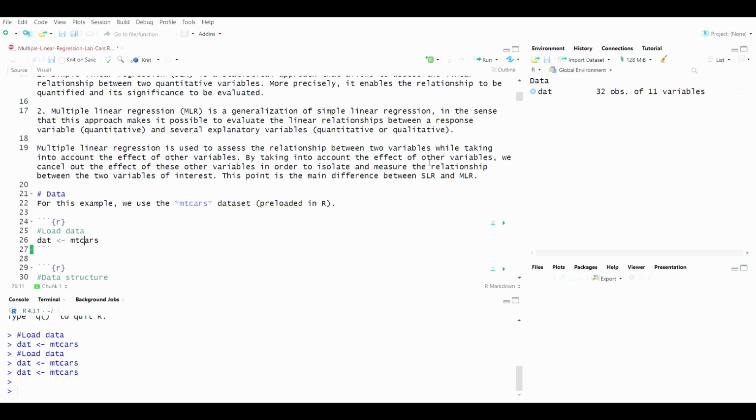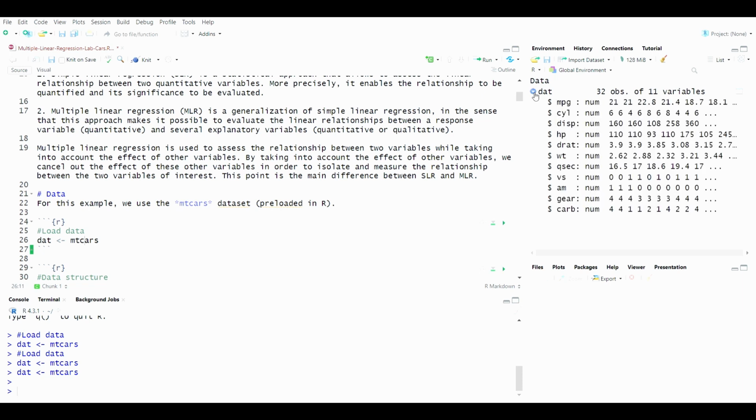As soon as you run it, you see in the upper right hand corner under data that we have now created an object called dat, which has 32 observations of 11 variables. If you click on the blue circle with the little white arrow, it opens up a drop-down of all the variables that we have in this data set. Miles per gallon, cylinders, displacement, horsepower, etc. And you can see that all of these 11 variables are numeric.